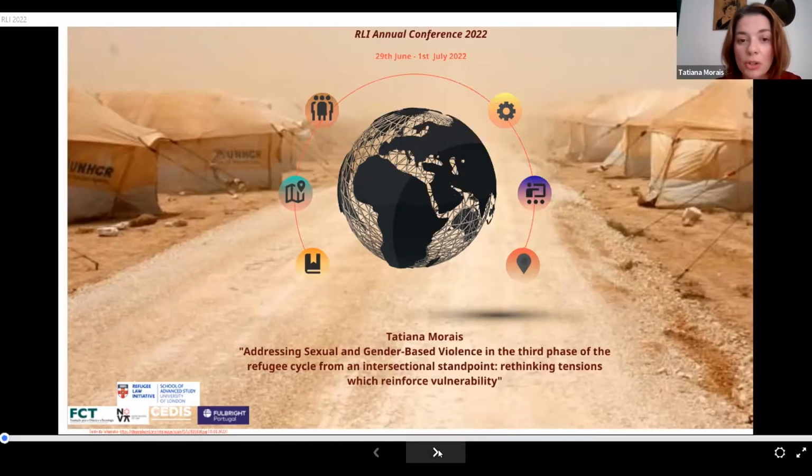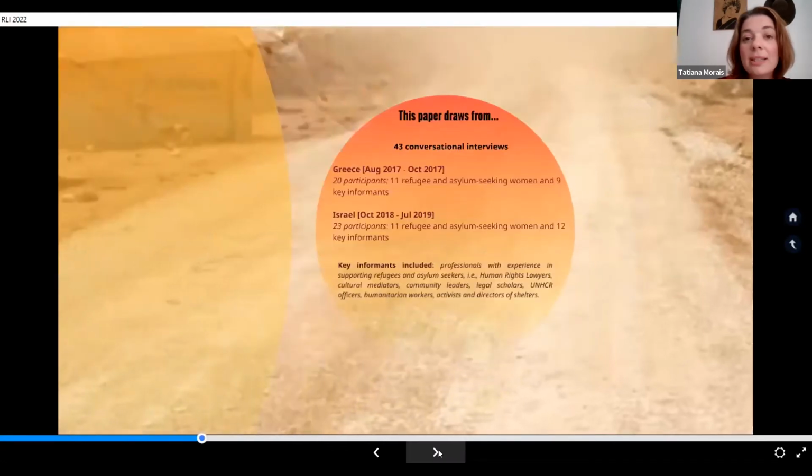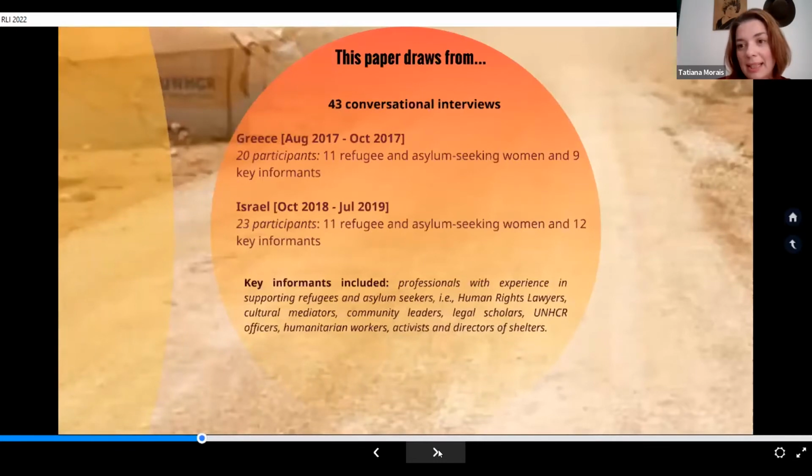This presentation draws from a paper that I published with Professor Gibbs back in 2020, and we focused on tensions in Israel dataset in that specific paper. Today I'm going to be drawing from Greece and Israel datasets. So my PhD research focuses on sexual gender-based violence in the country of asylum. It is a socio-legal cross-cultural study and includes 58 conversational interviews with non-participant observation and literature review as well. I've conducted fieldwork in 3 countries, Greece, Uganda, and Israel. And as I mentioned before, this paper in specific draws from Greece and Israel datasets.